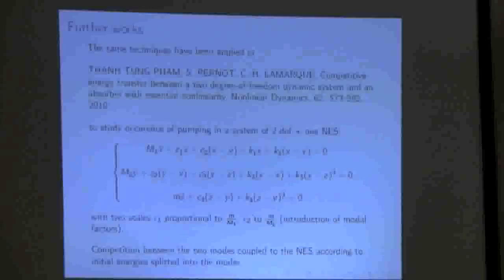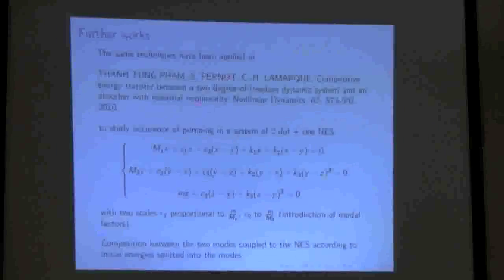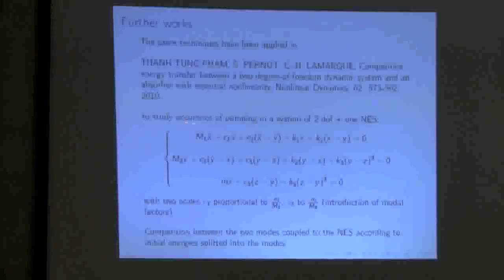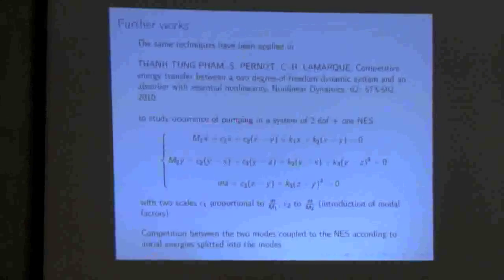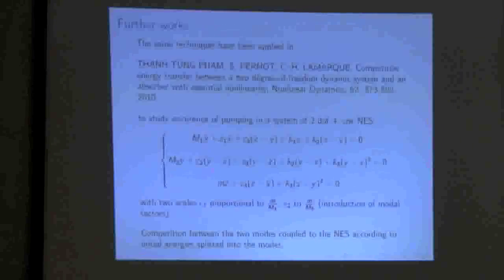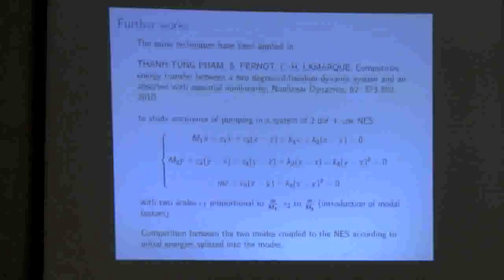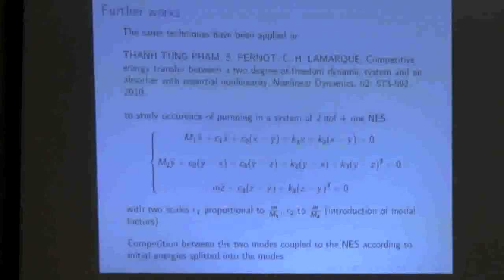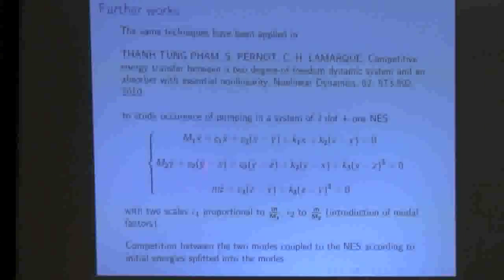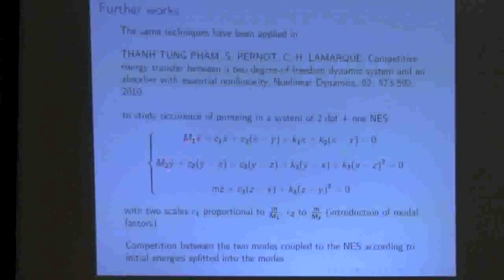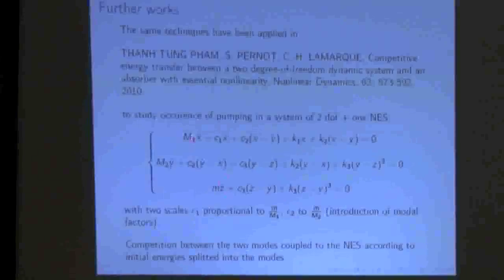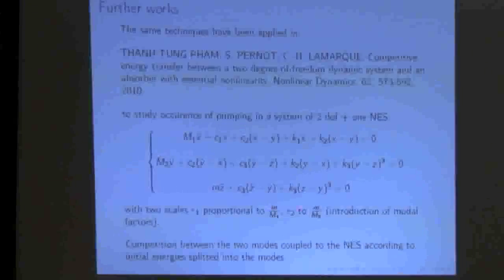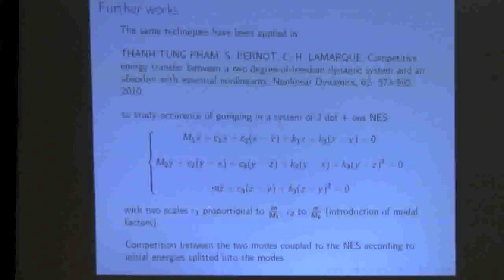I will not give details, but we use the same techniques in this paper, and it has been applied to study the occurrence of pumping, but in a system where you have 2 degrees of freedom plus a nest. And it is possible to introduce then 2 time scales, epsilon 1 and epsilon 2, depending on the 2 masses you consider. So in each case we consider that the auxiliary mass of the nest is small versus M1 and versus M2. But you could have two scales.